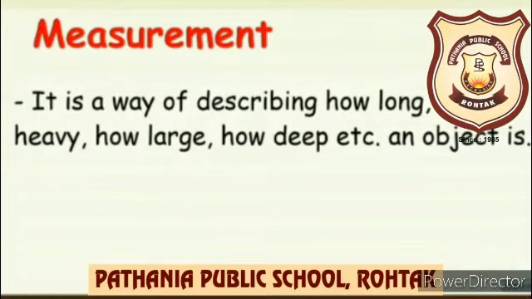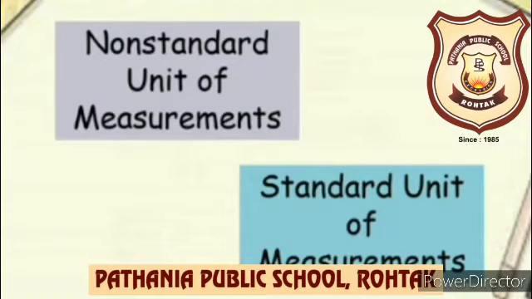Yes, beta. In the previous class, we discussed measurement. Measurement is a way of describing how long, how heavy, how large, how deep, etc. an object is. Okay, this is measurement. Measurement is of two types. First is non-standard measurement of length, and the second is standard measurement of length.